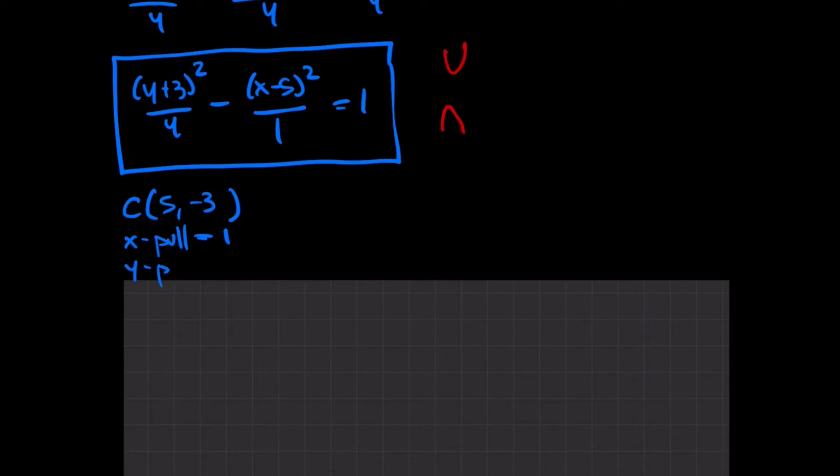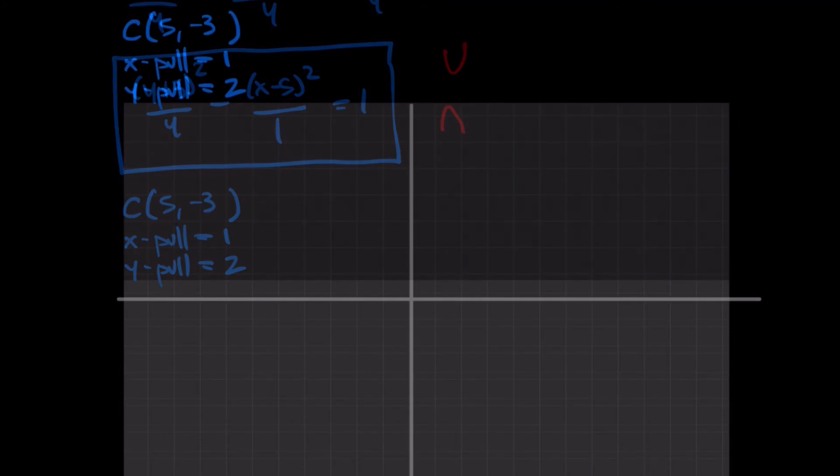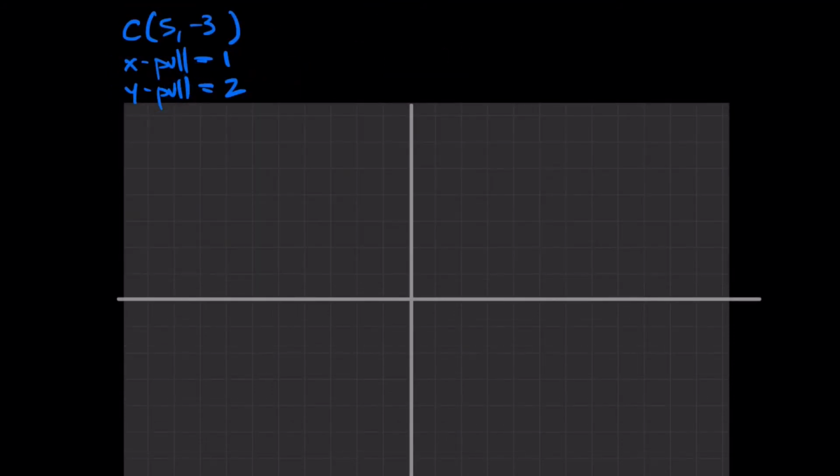And the y pull always comes from the y fraction. So it's square root of 4, or 2. Center is 5, negative 3. 1, 2, 3, 4, 5, negative 3. X pull is 1. Go 1 in each direction. Y pull is 2.